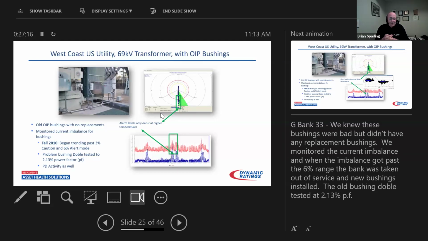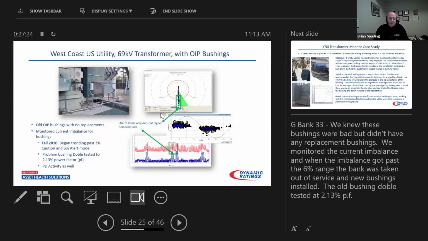And yes, indeed, they tested it, 2.13% power factor. And in this one bushing, center phase, there was also PD activity. And we can pick up that PD activity by looking at the charts here. Every point represents PD activity going on inside that bushing. Inside the bushing, not in the transformer. So this is a method of doing two jobs: detecting the changes in the insulation of the bushings, but also if there's a partial discharge inside the bushing and/or in the transformer.